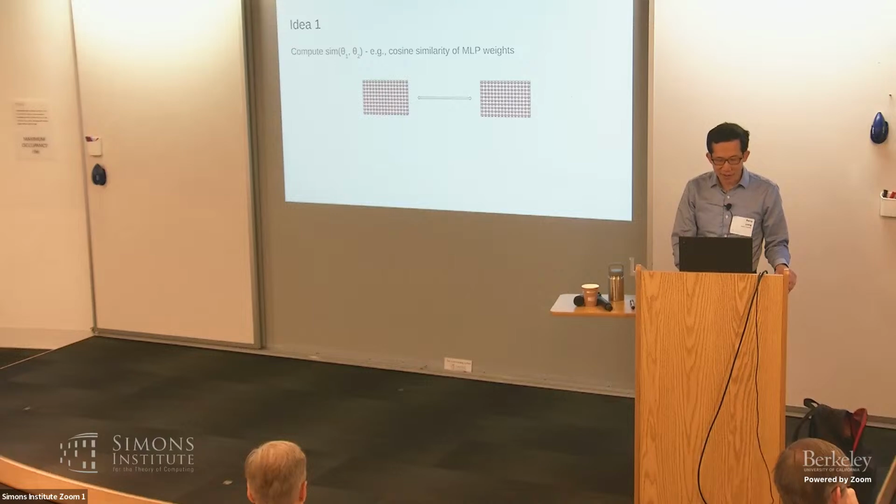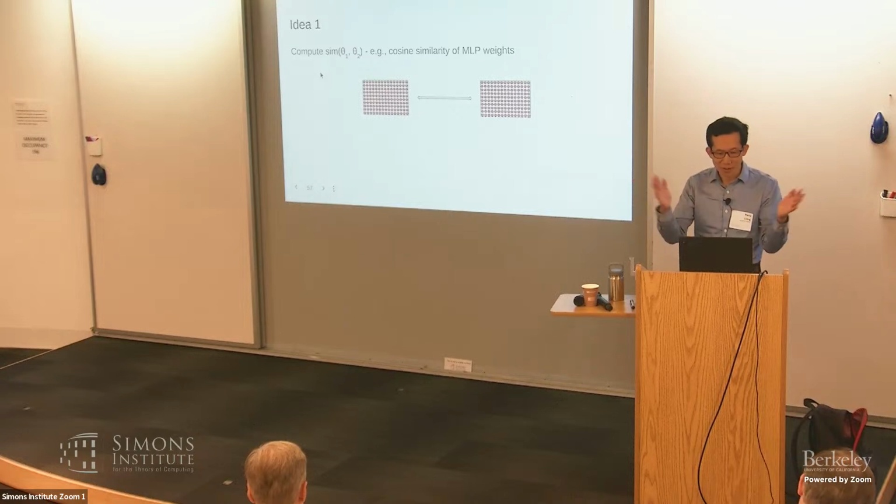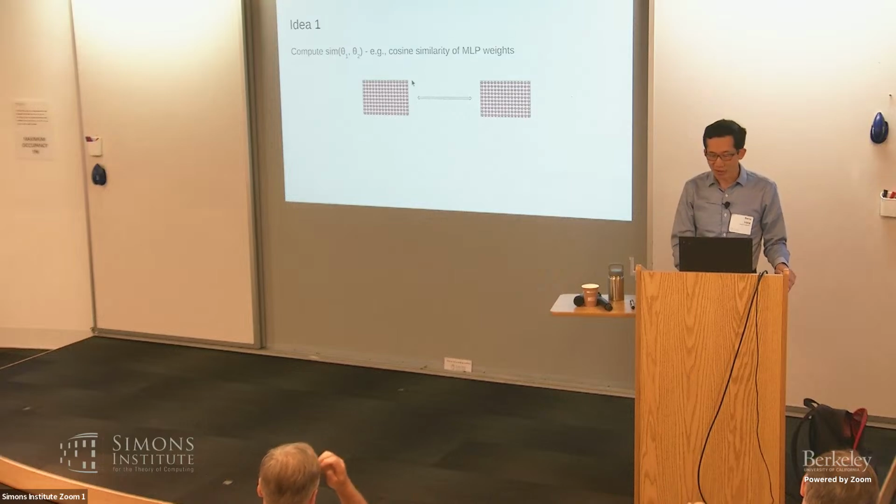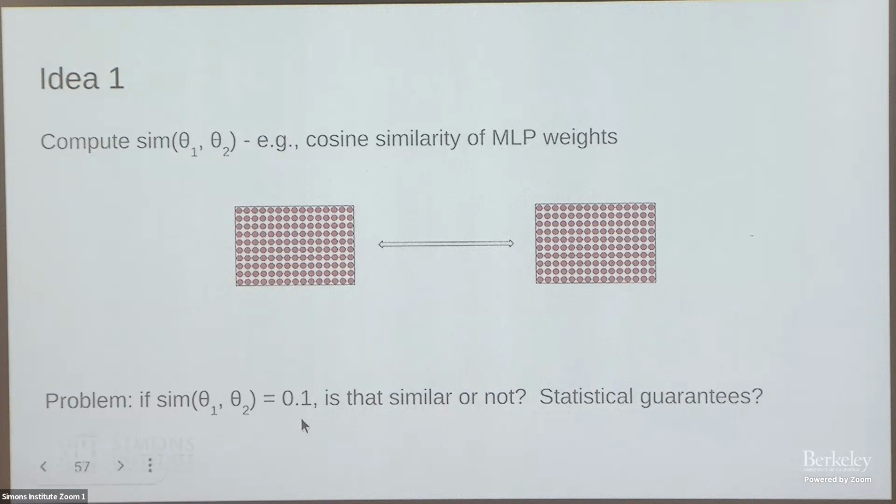So one idea is you just compute some sort of similarity metric. Let's just take these two weights and compute something like cosine similarity of the MLP weights, and you get some number. The problem is, if you get 0.1, does that mean they're independently trained or not? I don't know. Is that large? Is that small? Does it matter how long you've trained? If theta 2 were fine-tuned from theta 1 for a very long time, does that mean I have to use a higher threshold? But I don't even have that information. And can you get any sort of robust statistical guarantees?